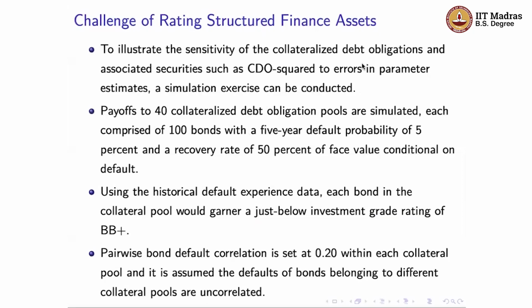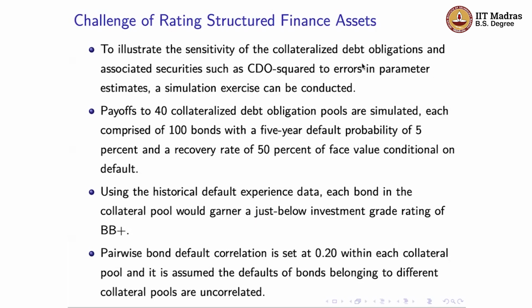Each of these 40 pools consisted of 100 bonds with a 5-year default probability of 5%. And if the bonds defaulted, there was only a recovery of 50%. So this is a bit different from the examples that we have been discussing.